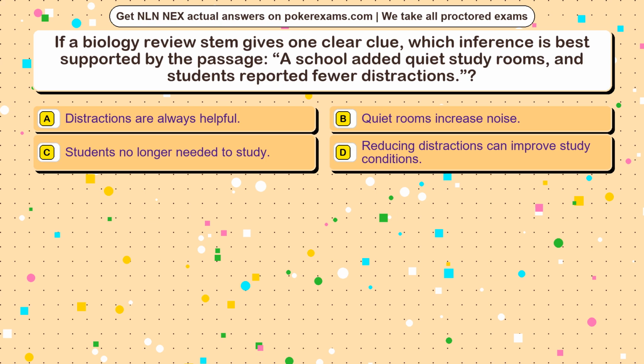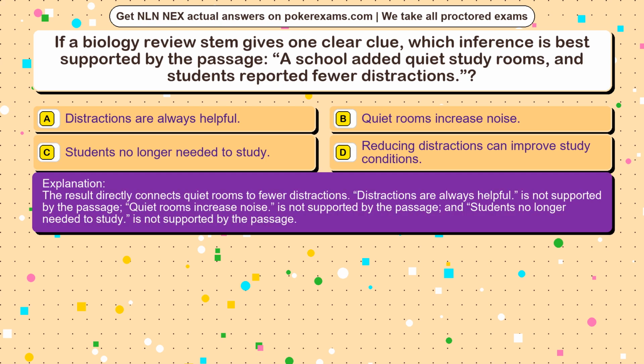The correct answer is option. The result directly connects quiet rooms to fewer distractions. Distractions are always helpful is not supported by the passage. Quiet rooms increase noise is not supported by the passage. And students no longer needed to study is not supported by the passage.